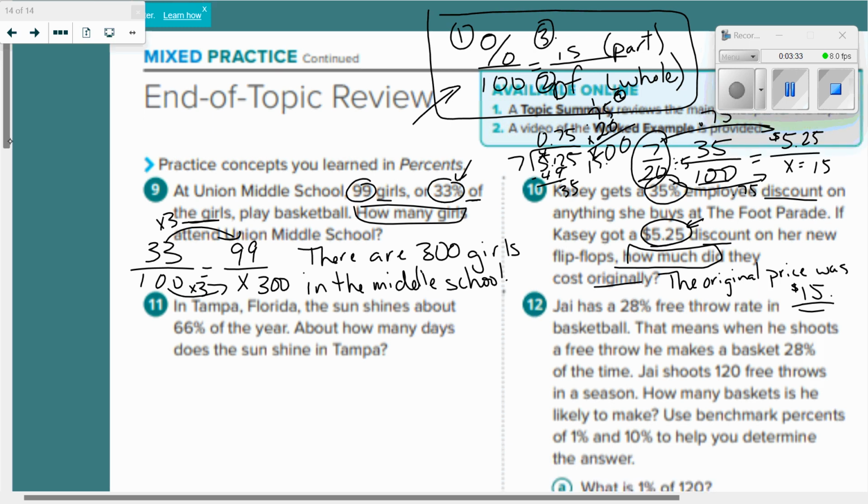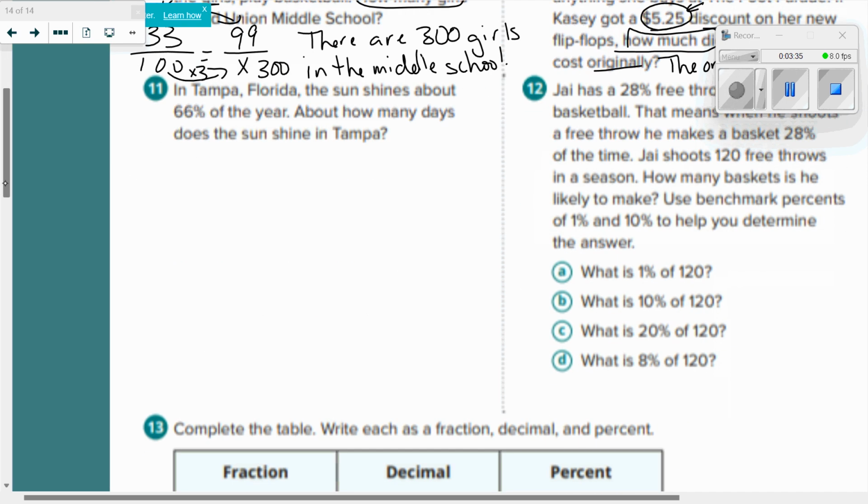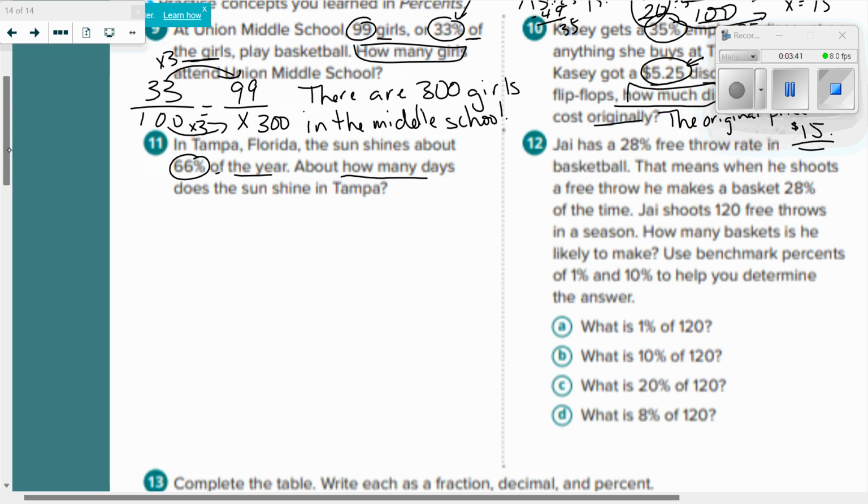Number 11: in Tampa, Florida, the sun shines about 66% of the year. About how many days does the sun shine in Tampa? So let's start with our basis, something over 100. I know that my percent is 66. You do need to know that there are 365 days in the year. Hopefully you know that. You can't really go straight from 100 to 365, so let's try simplifying. You divide those by 2, giving me 33 and 50.